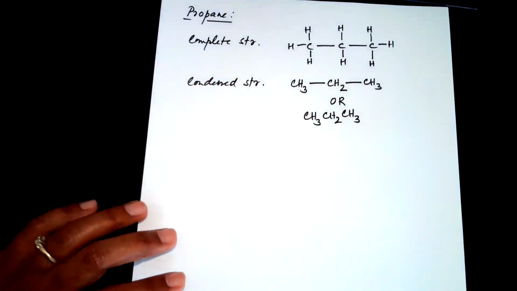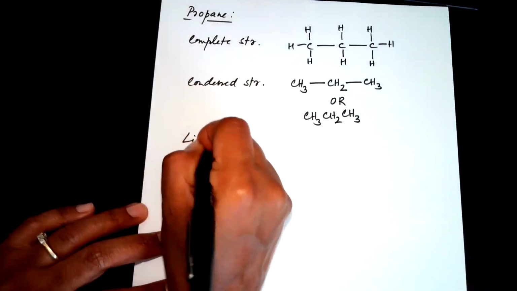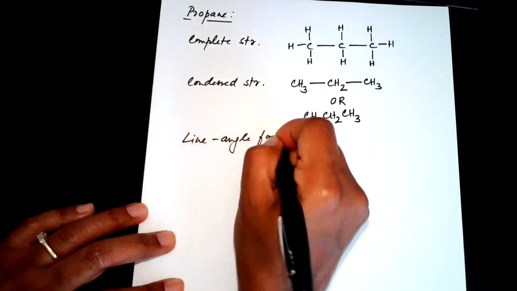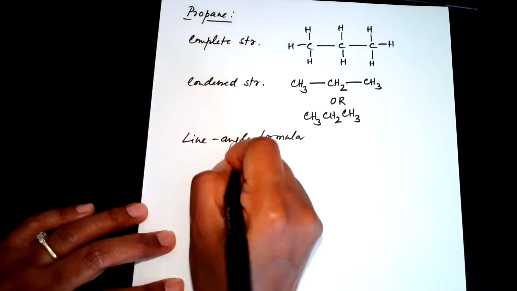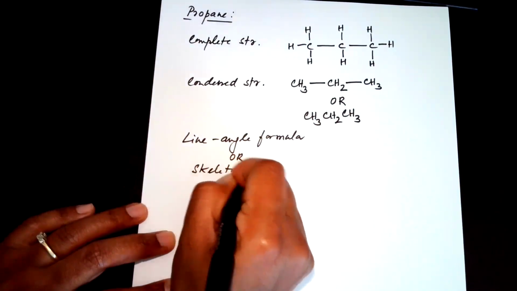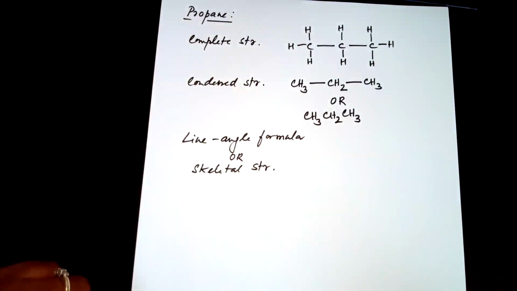There is a new one that I would show you for this one, which is known as line angle formula or skeletal structure. Line angle formula or skeletal structure.